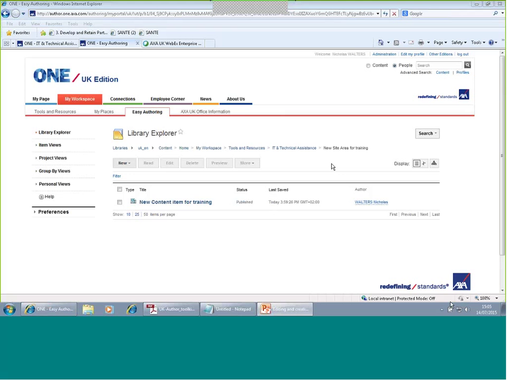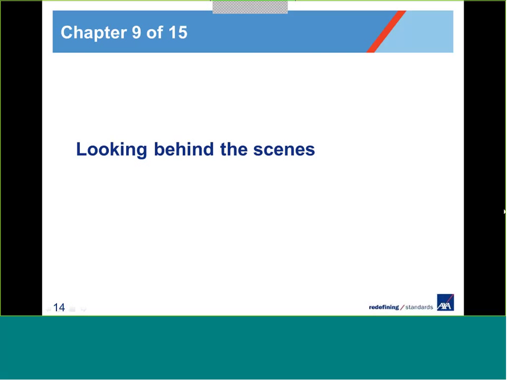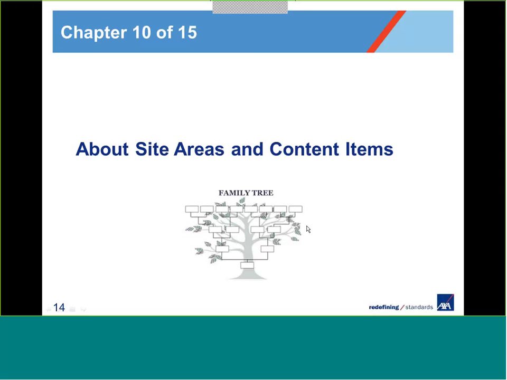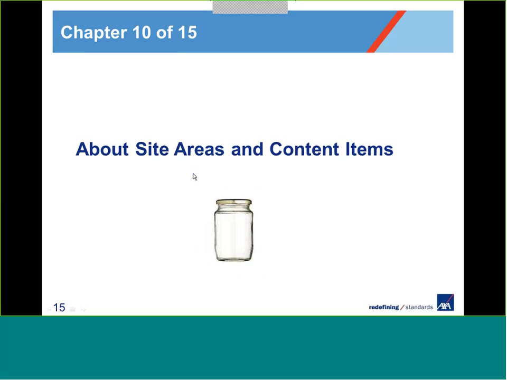So if we were to do a quick recap on what we've just covered, we looked behind the scenes. Site areas and content items are what constitute a page, and it is very much like a family tree, except that on this particular family tree, it would be inverted. So at the top you might have my workspace, then you would link to IT and Technical Assistance, then you would, in this case, link to the test page I've just created, which would be in the middle of the tree, and downwards. It's very much like a family tree.